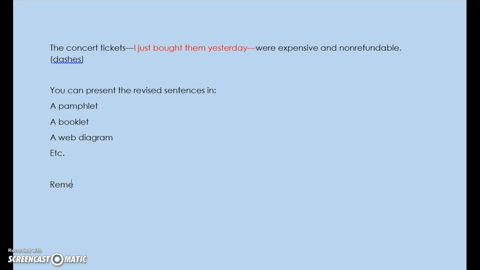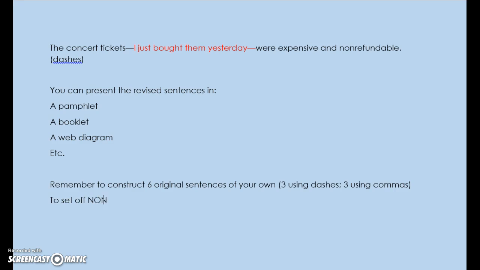And remember to construct 6 original sentences of your own. 3 using dashes, 3 using commas. So just because commas and dashes are interchangeable doesn't mean you can just write 3 sentences over and over again for your dashes and your commas. 6 different sentences, but 3 of them should use dashes, 3 of them using commas to set off non-restrictive elements.